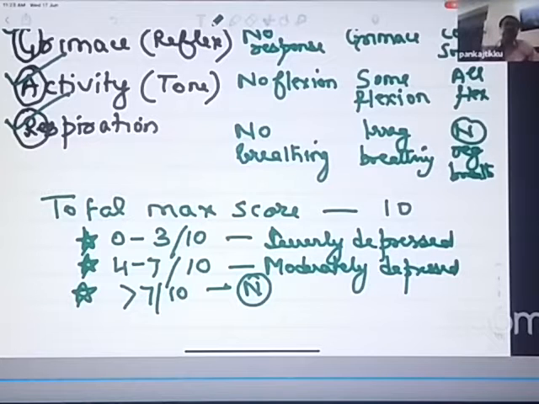And if the Apgar score is more than 7 out of 10, that means an Apgar of 8, 9 or 10 out of 10. 10 out of 10 is very rare. But with 8 out of 10 or 9 out of 10, this child appears to be a normal child. You can transfer the child to the mother. So this is how the scoring of the Apgar is done.